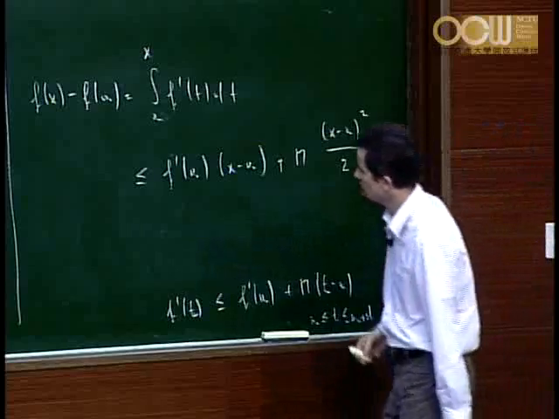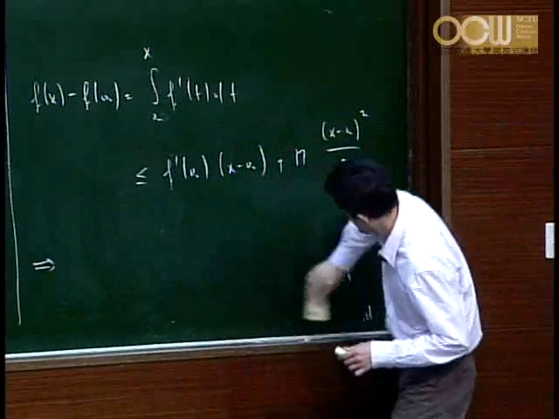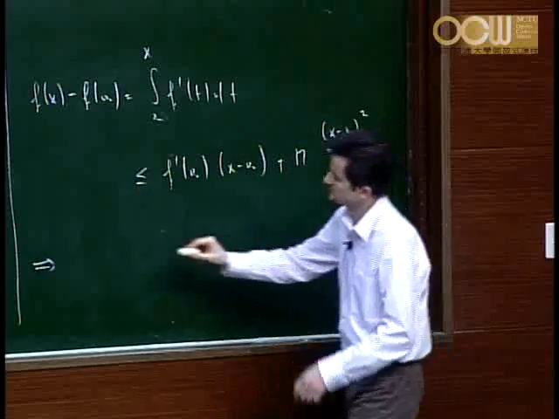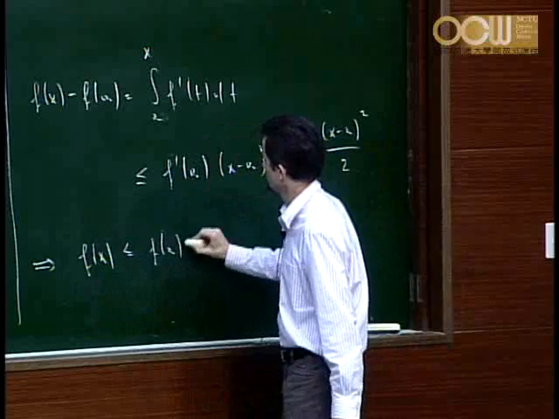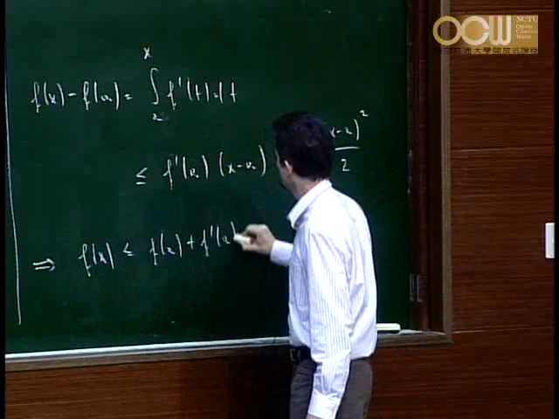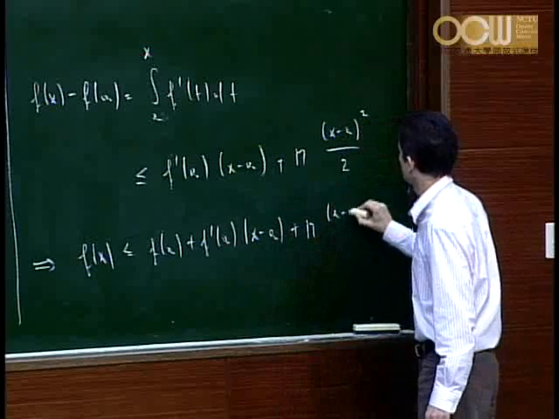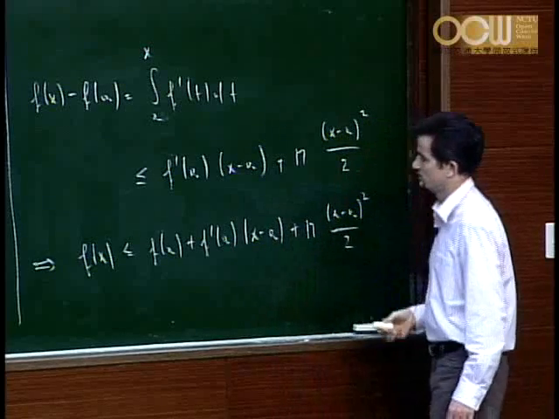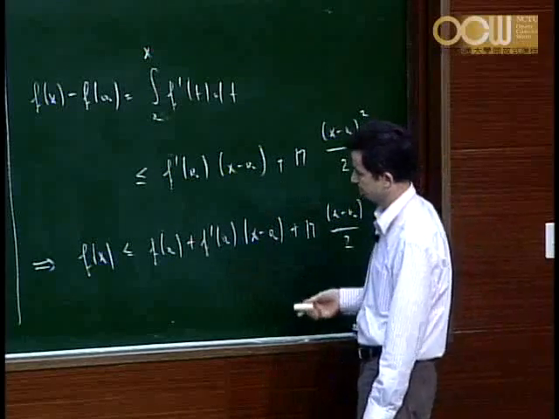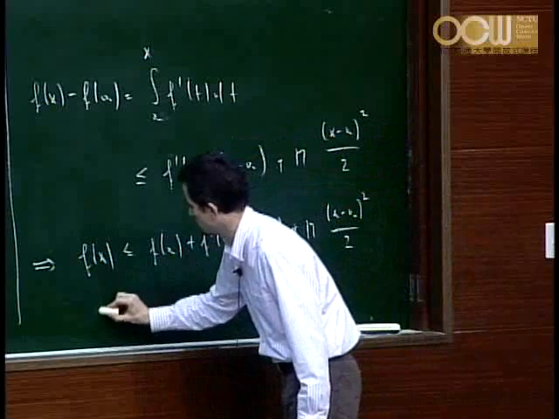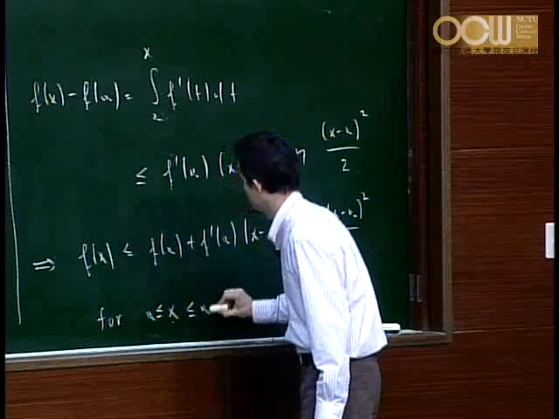Okay, so you see from this you overall get, now I can delete this here. So you overall get that f of x is smaller or equal than f of a plus the derivative of f at a, x minus a, plus m times x minus a squared over 2. And this has to hold for x larger or equal than a and smaller or equal than a plus d.